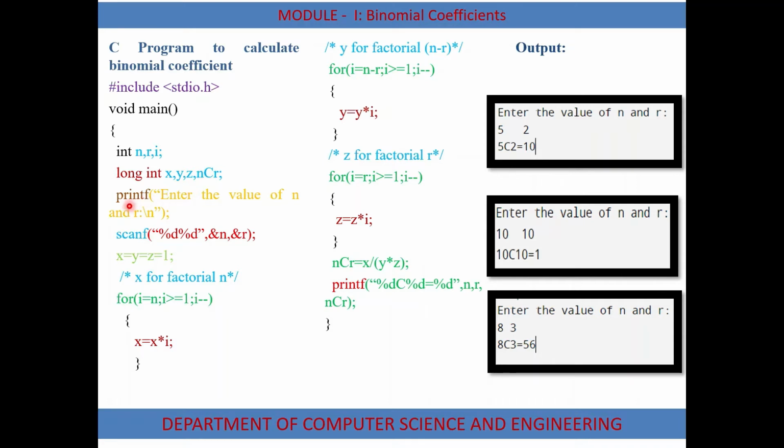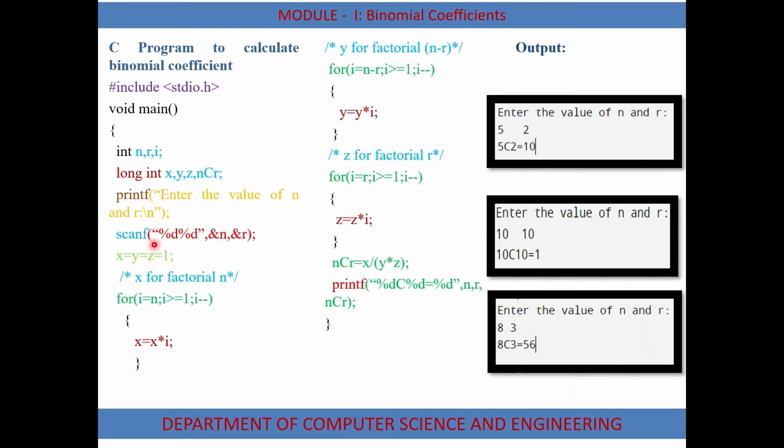So next is to enter the values of n and r. So you are asking the user to enter the values for n and r. So read n and r. Let me take n is equal to 5 and r is equal to 2. Next, initialize the variables, that is n factorial, n minus r factorial and r factorial, equal to 1. That is x equal to y equal to z equal to 1.